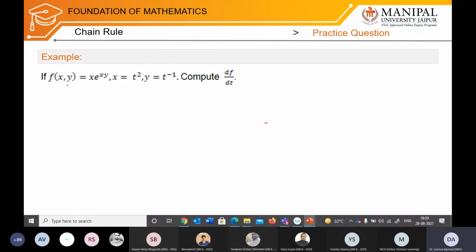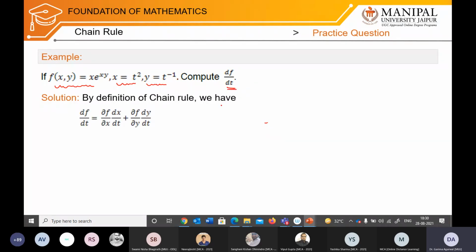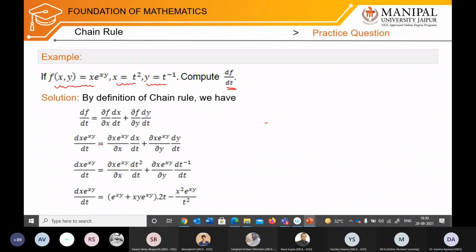For example, the function f is x e raised to xy, x is t square, y is 1 by t, and we need to find df by dt. Okay? So this is the formula. You need not learn this formula. You can write this formula on your own. Like if you want to find df by dt, right? Let's start with this f.